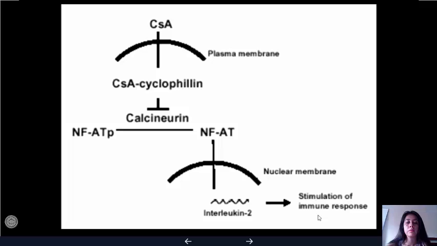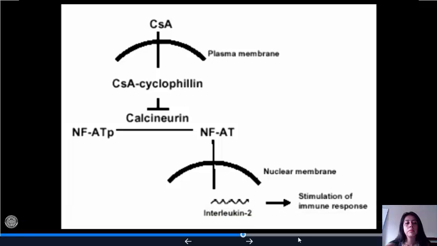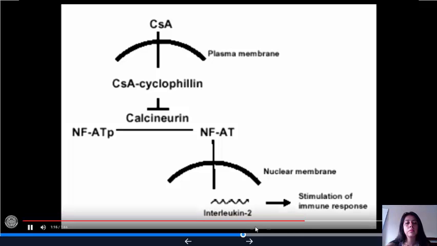What are the side effects and toxicities of cyclosporin use? Cyclosporin use can lead to nephrotoxicity, hypertension, hyperlipidemia, hyperglycemia, tremors, gingival hyperplasia, and hirsutism. Define hirsutism. Hirsutism is just an abnormal growth of hair on a person's face or body.